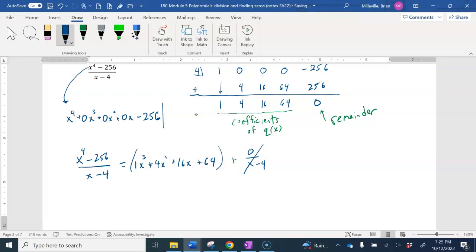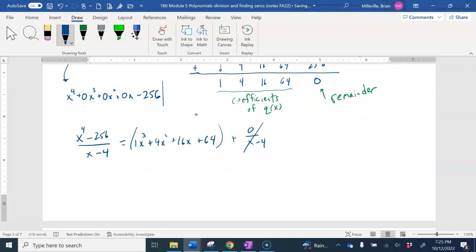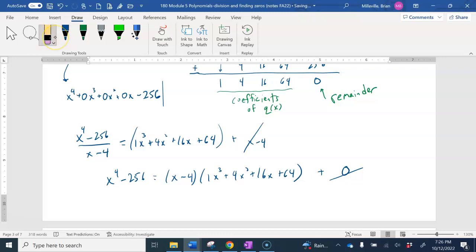It divides in evenly. Writing it the other way would say that our dividend polynomial, x to the fourth minus 256, would equal x minus 4 times our quotient polynomial, which again is just going to be 1x to the third power plus 4x squared plus 16x plus 64. And again, it would be plus 0, which is not necessary to write whatsoever. Writing the plus 0 doesn't add anything here. So I'm just going to erase the plus 0 parts from this. They're gone.